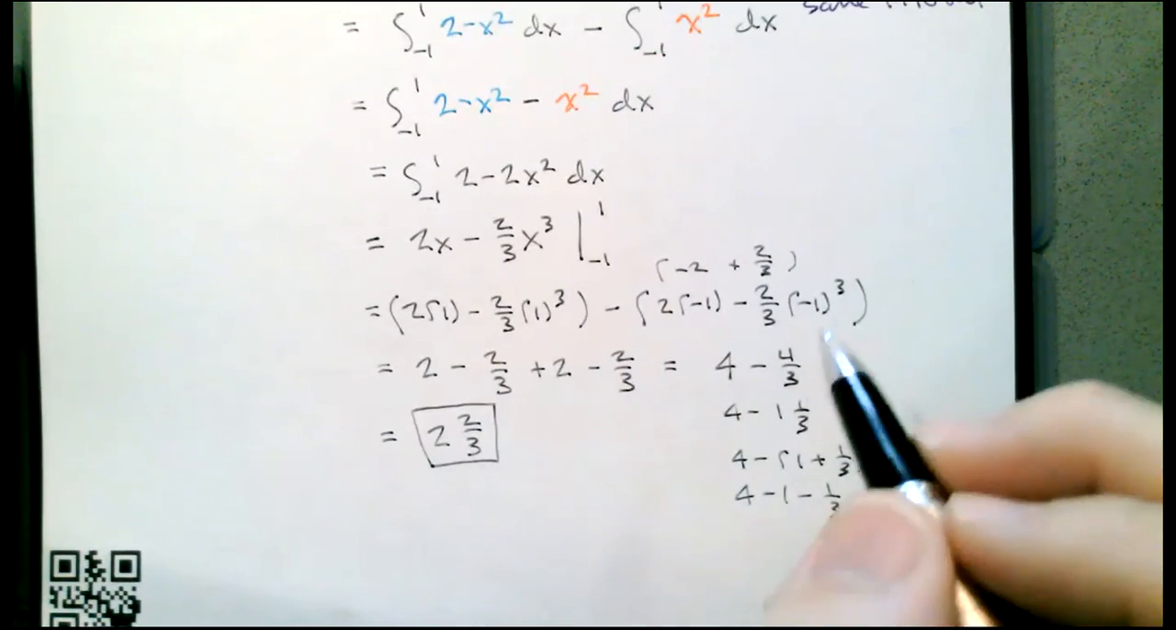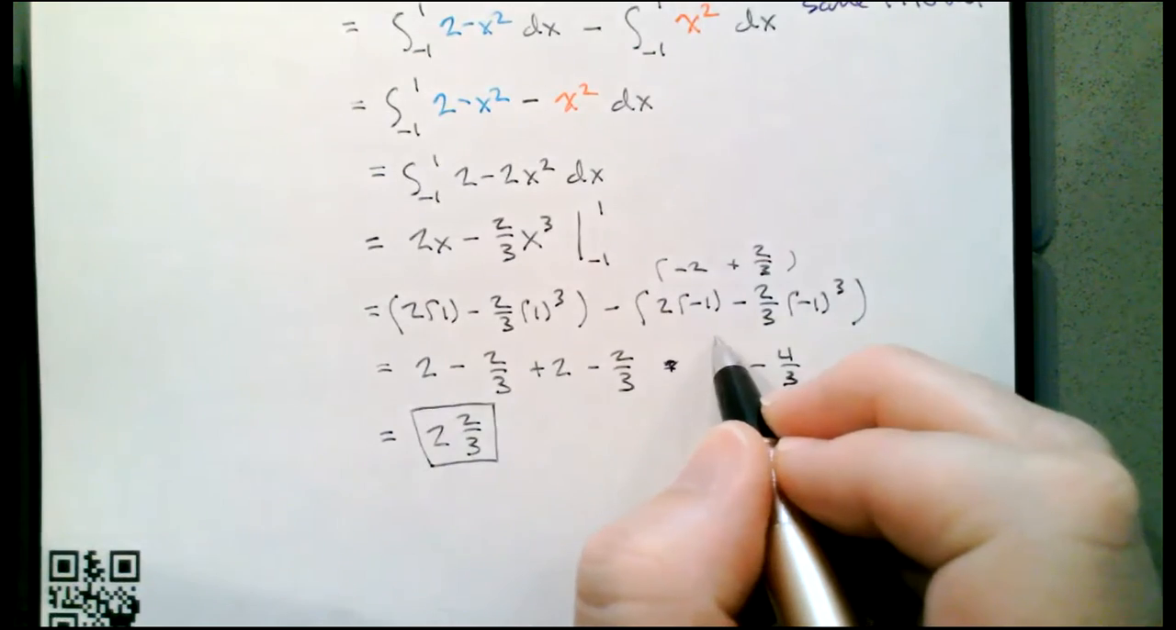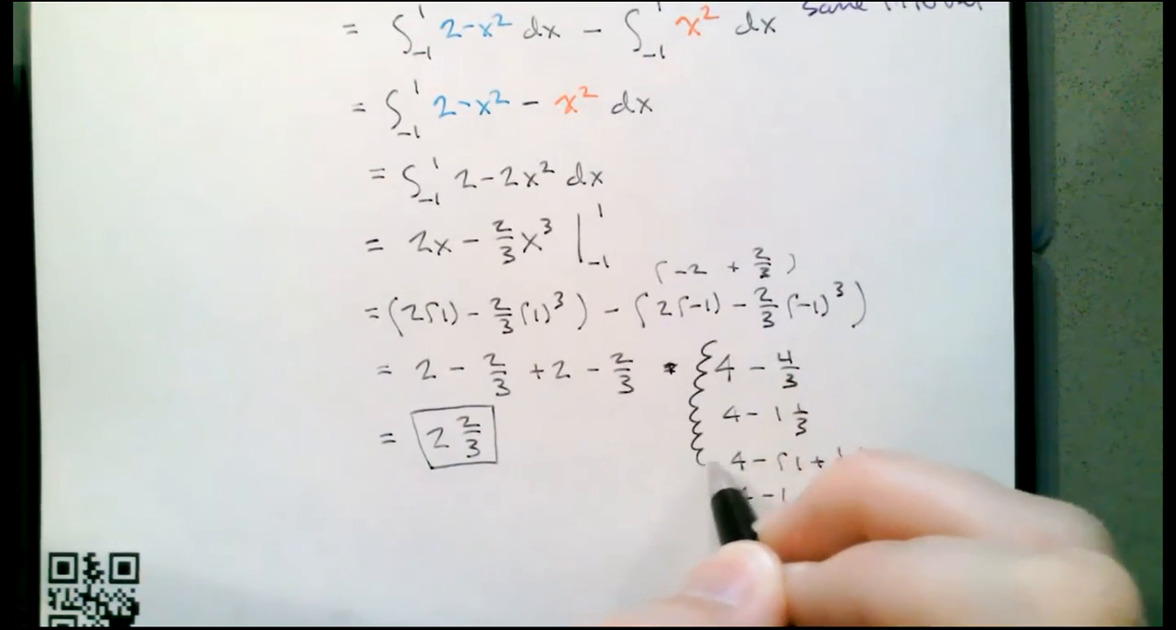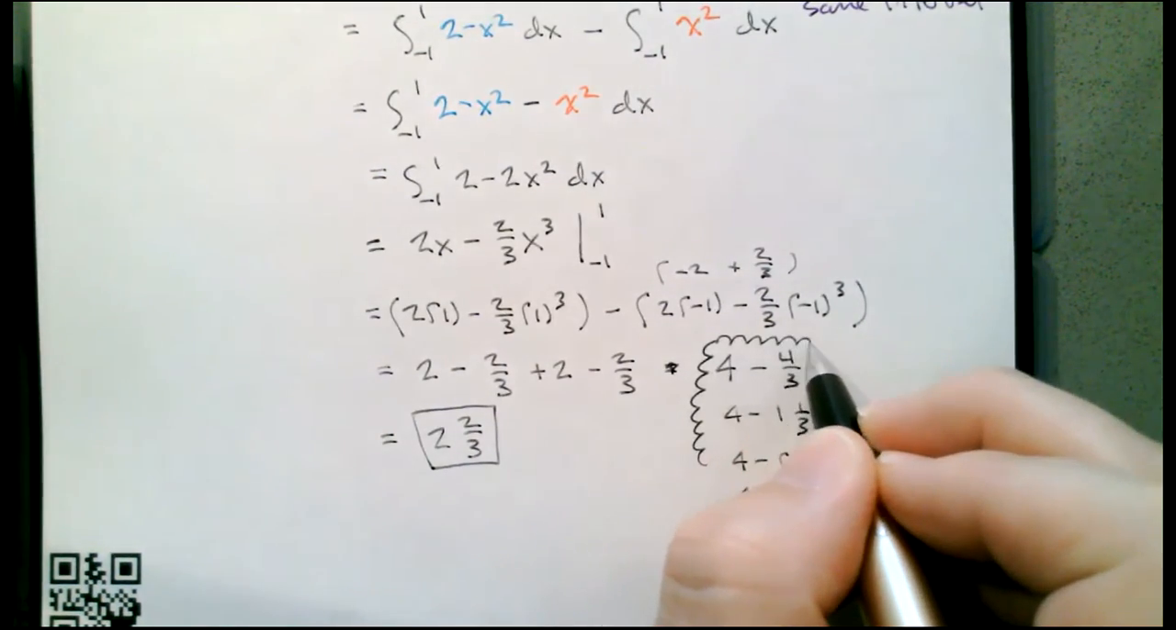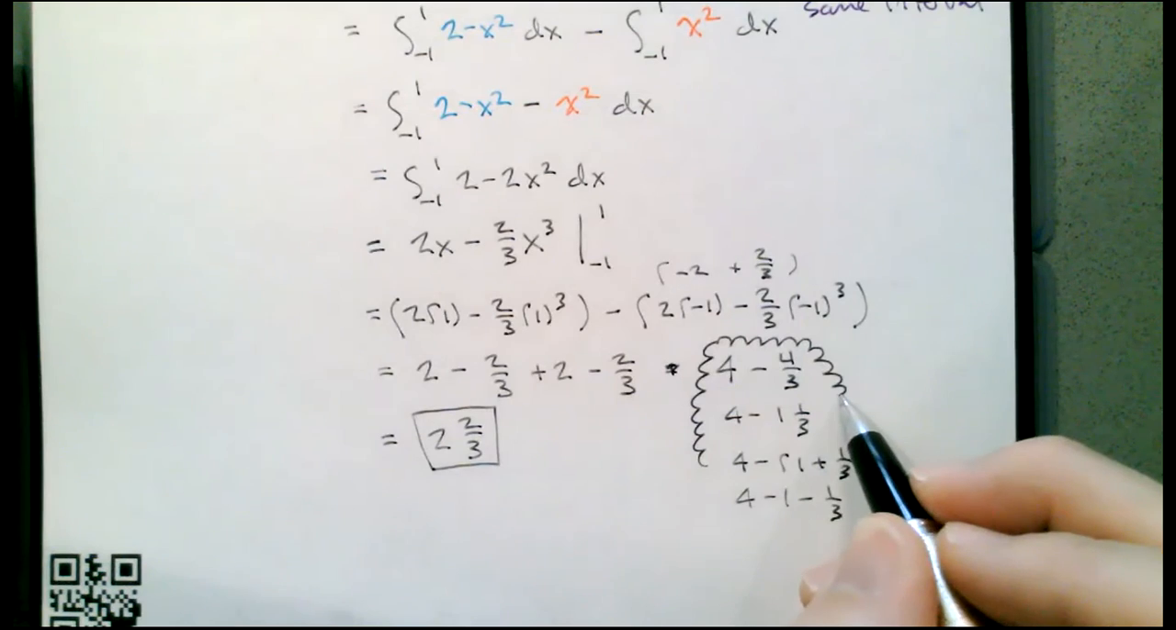You wouldn't want to write all this down. This is all just whatever nonsense takes place in my brain to make me be able to subtract 4 minus 4/3.